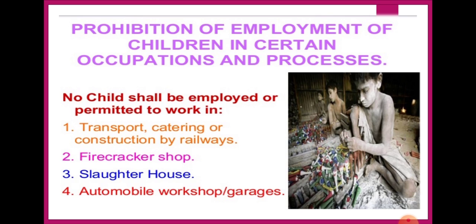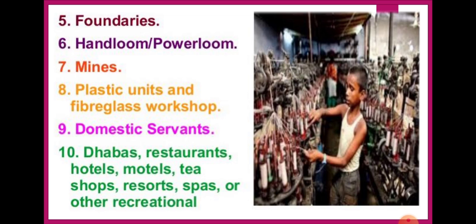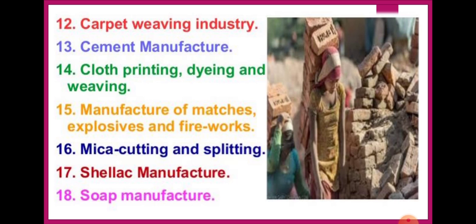Firecracker shops, slaughterhouses where cutting of animals is done, automobile workshops or garages, foundries, handloom or powerloom industries, mines. A child should not be employed in mine activities, plastic units and fiberglass workshops, or as a domestic servant. A child cannot be used as a domestic servant, in dhabas, restaurants, hotels, motels, tea shops, resorts, spas or other recreational activities, as well as carpet weaving industries and cement manufacturing. That means overall, children were denied from every industry. So students should not work in all these things.